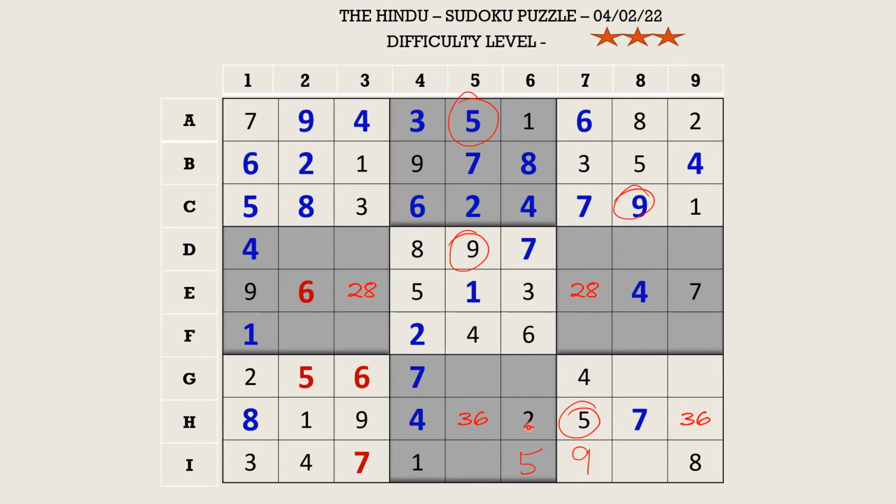There is a 2 here which blocks this cell, that is I5. So I8 takes 2 and I5 takes 6. So this 6 cancels out the 6 here. So H5 becomes 3 and H9 becomes 6.